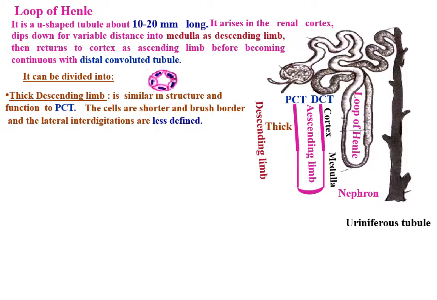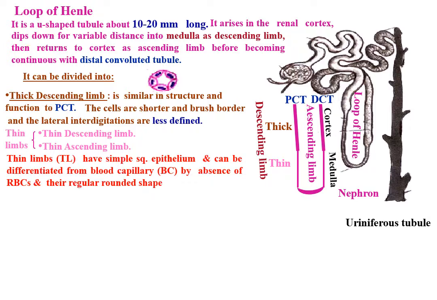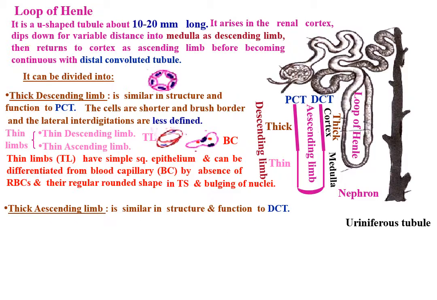Thin limbs are thin descending limb and thin ascending limb. Thin limbs have simple squamous epithelium, can be differentiated from blood capillary by the absence of erythrocytes and their regular rounded shape in transverse section and bulging of their nuclei. Then thick ascending limb is the final component of the loop of Henle and is similar in structure and function to distal convoluted tubule. Functions of Henle's loop.